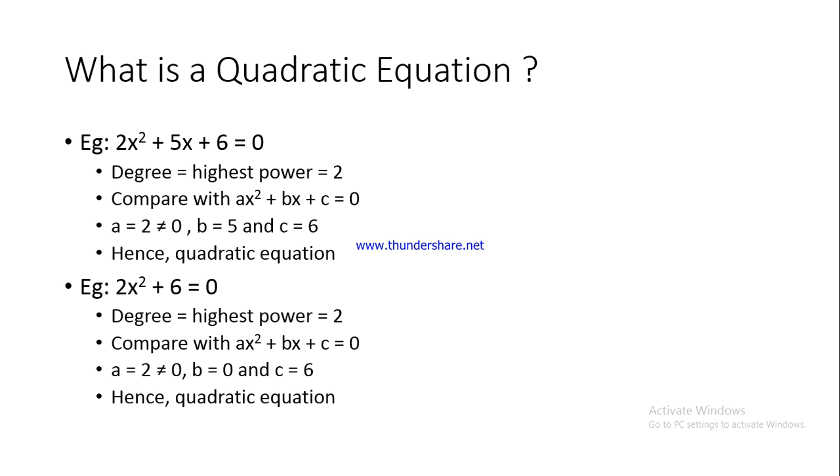So this is how you have to compare the equation which has been given to you with the standard equation that we have, ax square plus bx plus c is equal to 0. And since a is not equal to 0, this is a quadratic equation. Is this fine?